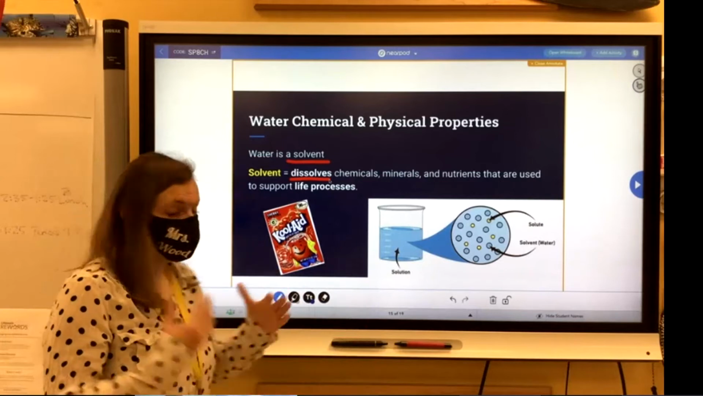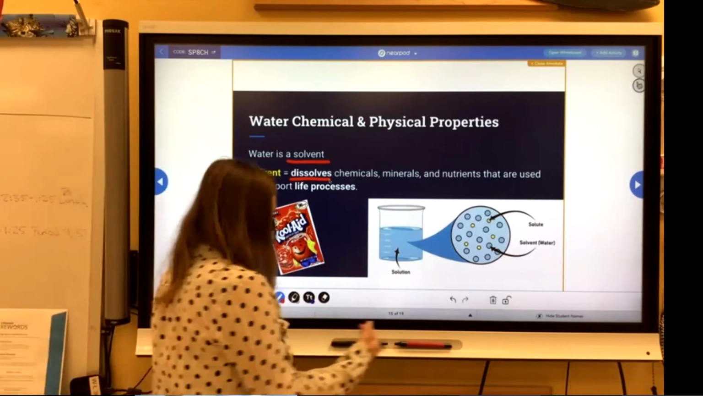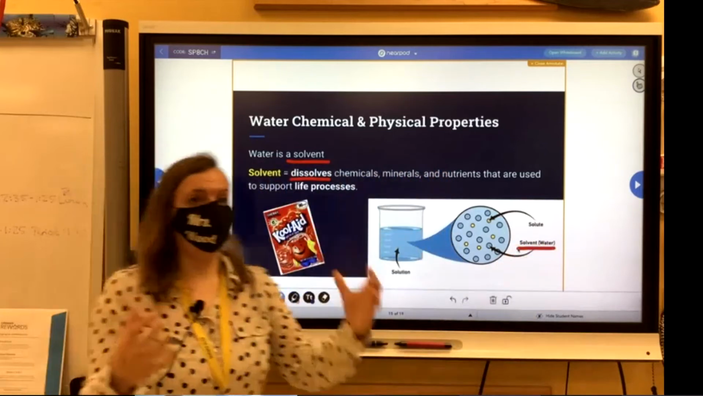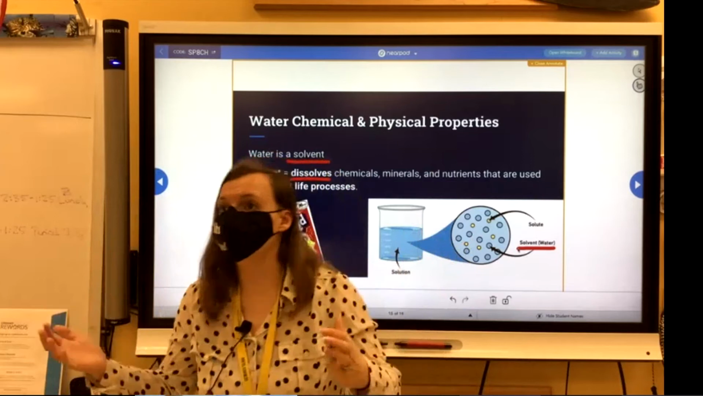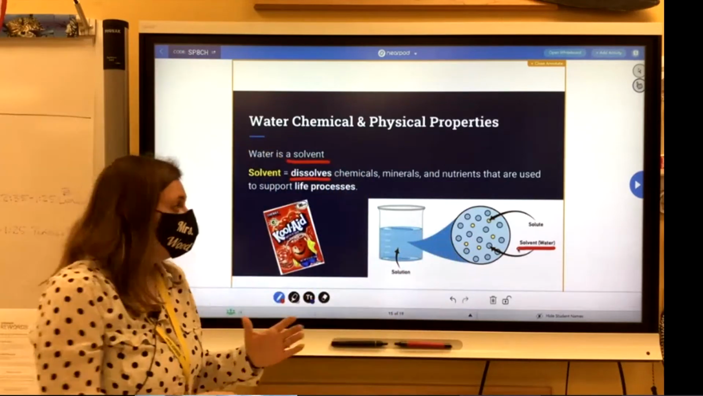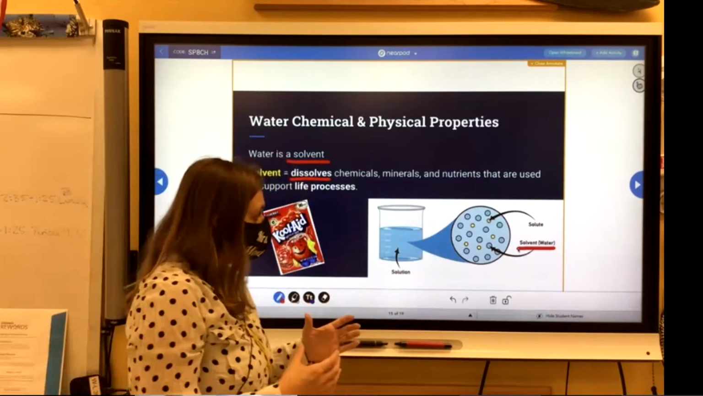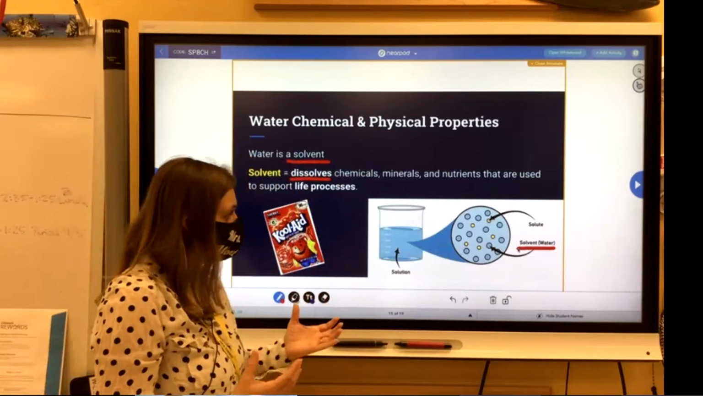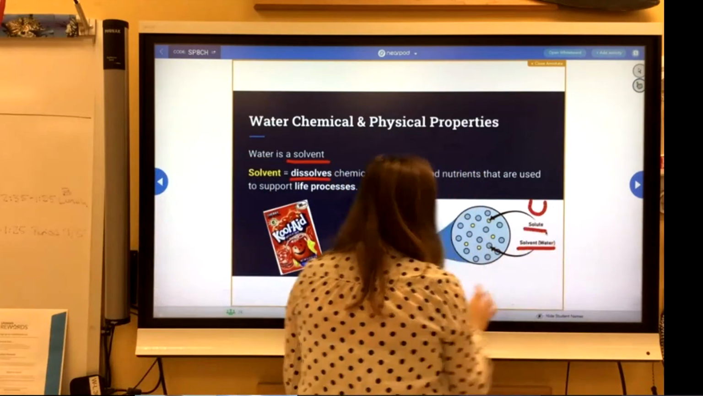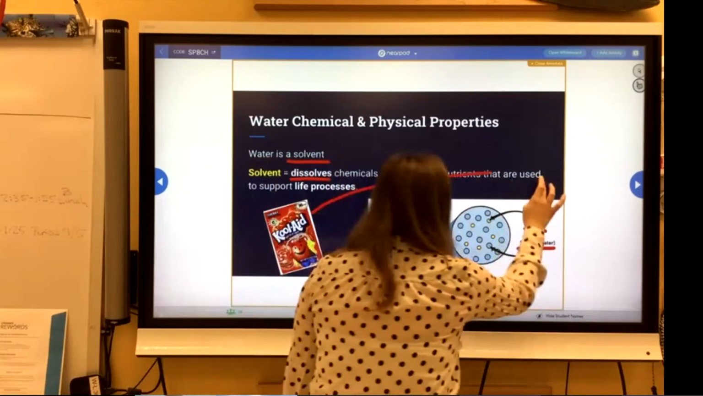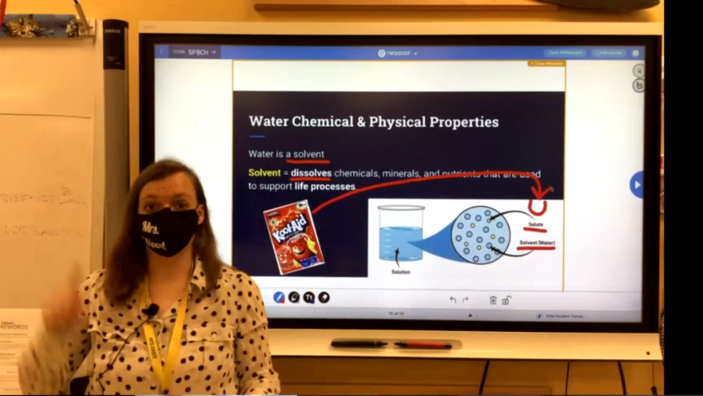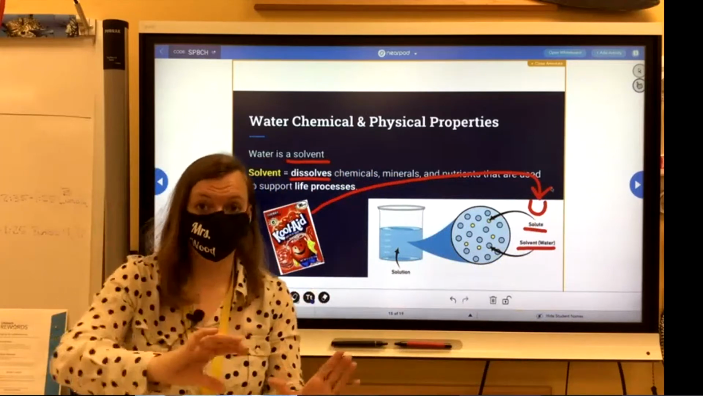So when we're talking about this vocabulary word, solvent, I've got this picture right here. So solvent is what the chemical or the mineral is being dissolved in, all right? So our solvent here is the water, okay? And then solute, there's another vocabulary word. The way that I like to remember this is what you put in. Solute, it's what you put into the water.